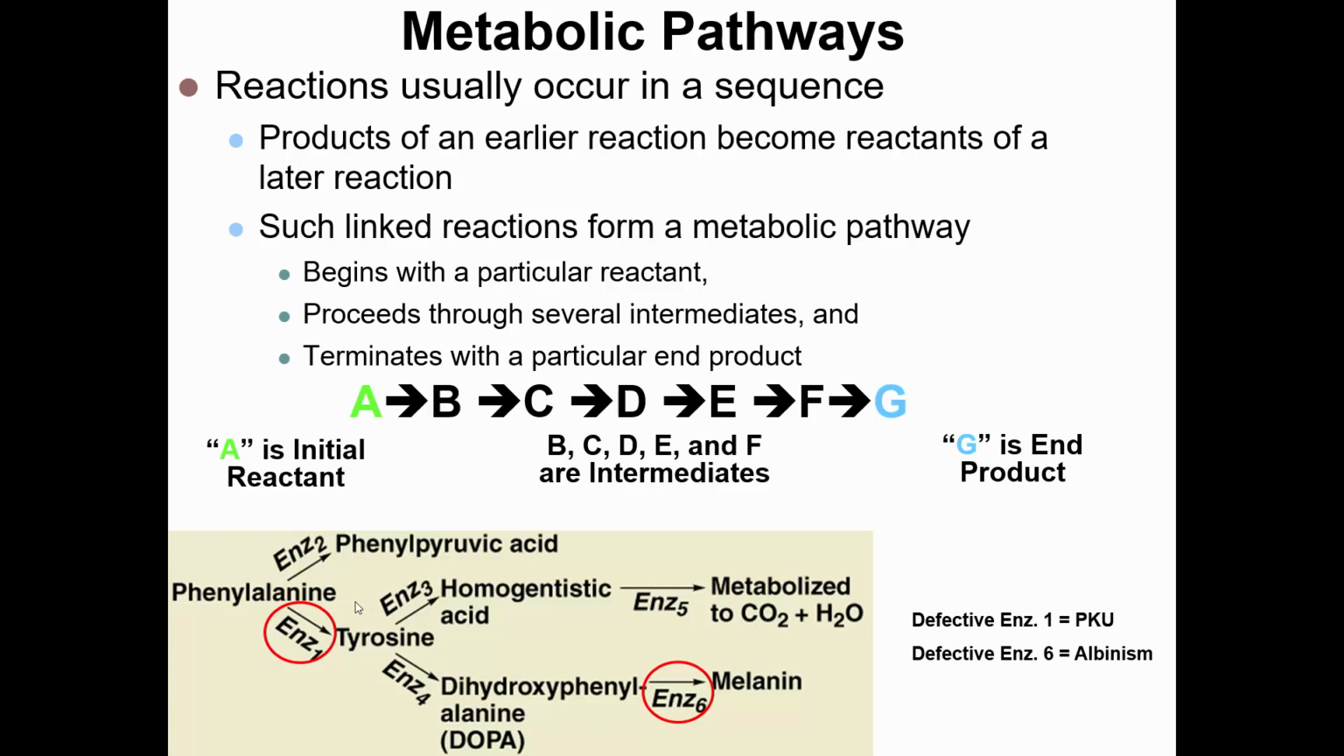So the bottom line is that both of those disorders, PKU and albinism, occur as a result of a mutated enzyme, a change in the DNA sequence that changes the protein and leaves the protein non-functional and unable to produce the products that it should produce.